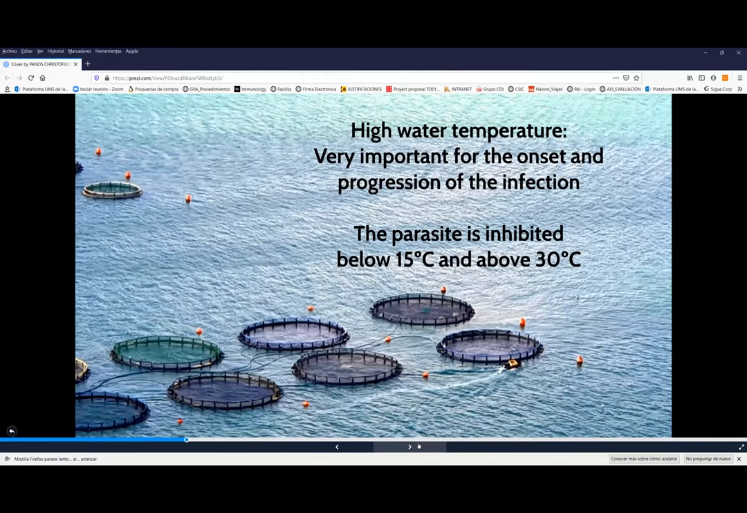And also temperature. Like in many other parasite models, the higher the temperature, the happier the parasite is. However, there's an upper limit with this parasite. It gets inhibited in temperatures above 30 degrees, and the lower limit would be 15 degrees. So it won't infect that much below 15 degrees.